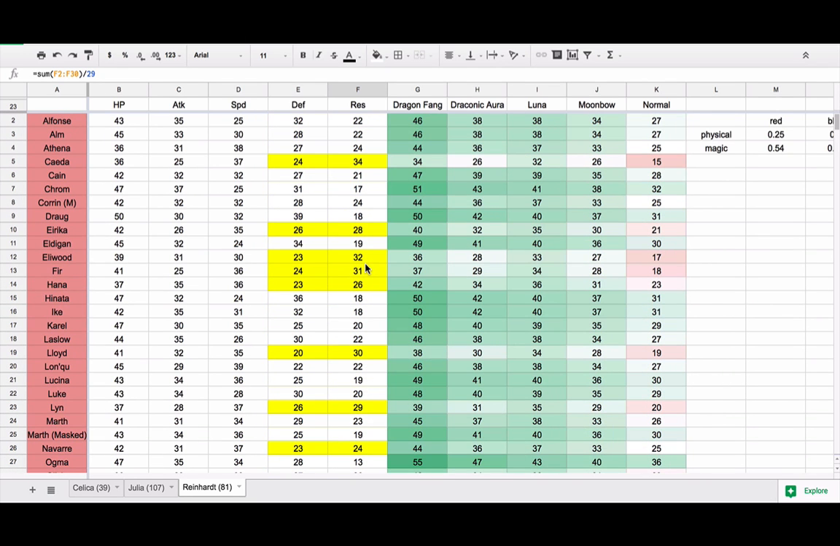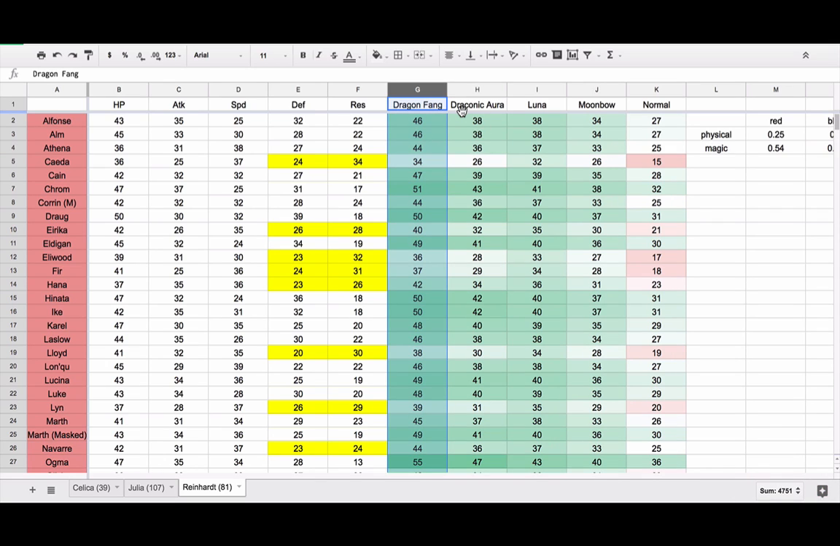I really want to hammer home that the units you face are going to have lower res than defense, and their res is going to be low, like sub 23 or something like that. So moving on to the actual point of the video, which is what special do you want to put on your mage.